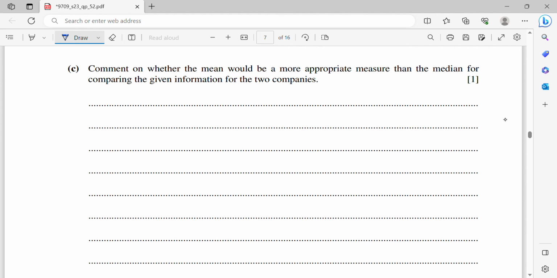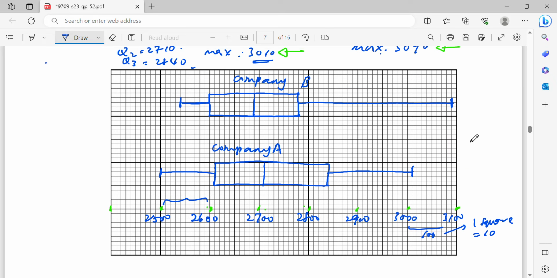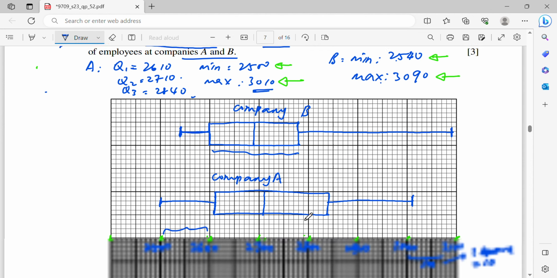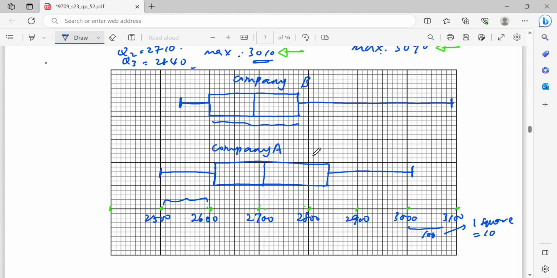Okay, now comment on whether the mean would be a more appropriate measure than median for comparing the given information for the two companies. So when you look at the box and whisker plots, the mean is used when you are given the symmetrical distribution. Now when you look at company B here, company B minimum value is 2,540, but the maximum is 3090, and then the box will be somewhere between 2,600 and 2,800.